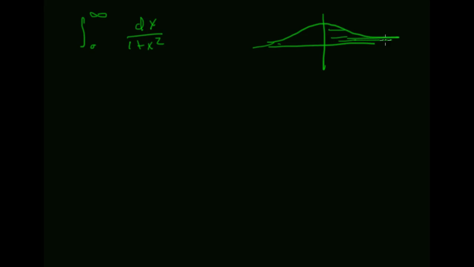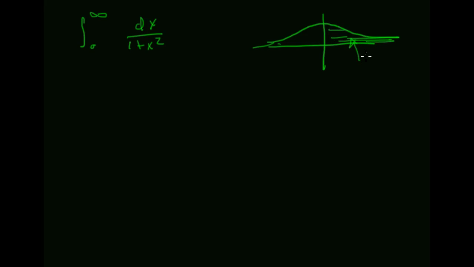Okay, so this is a set of notes on what we're going to call improper integrals. Let's take a look at an example of something that would be improper. This is an integral from 0 to infinity of dx over 1 plus x squared. Now, if you were to graph this, you're going to get a curve that looks something like that. And this is the area under the curve going this way.